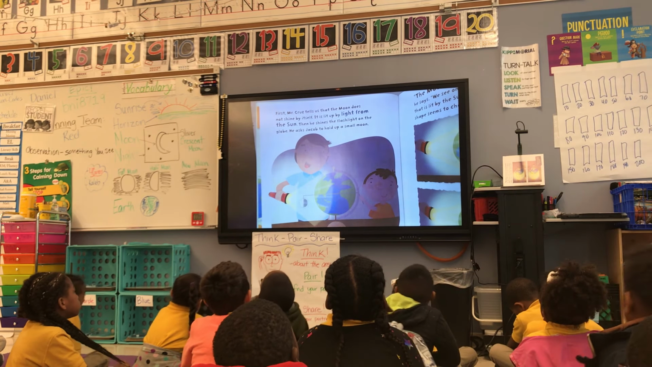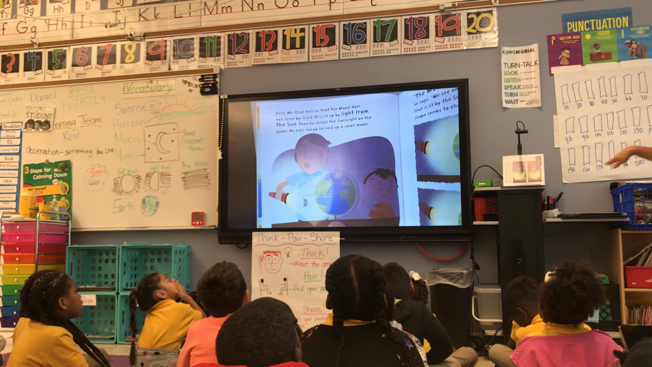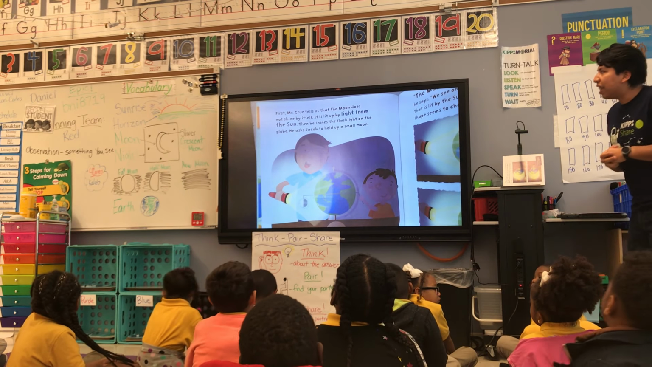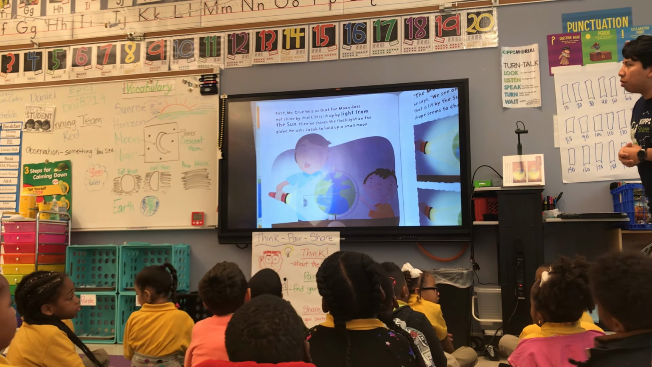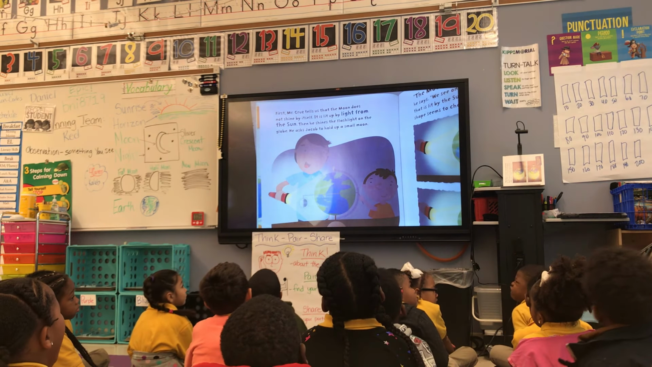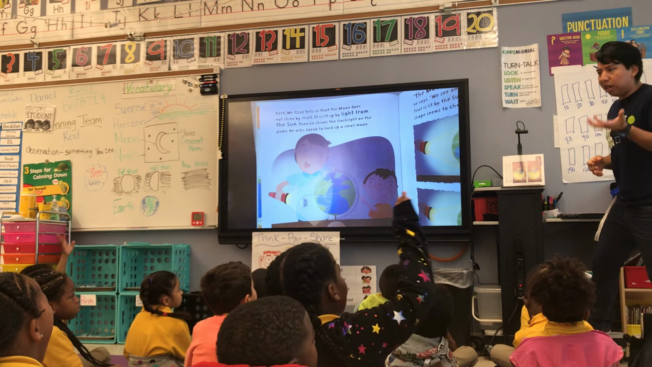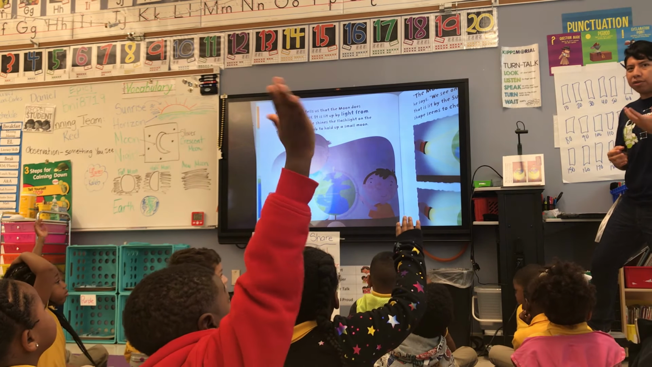First, Mr. Cruz tells us that the moon does not shine by itself. It is lit up by light from the sun. Then he shines a flashlight on the globe. He asks Jacob to hold a small moon. Does the moon have its own light? Does the moon have its own light, Coriel?